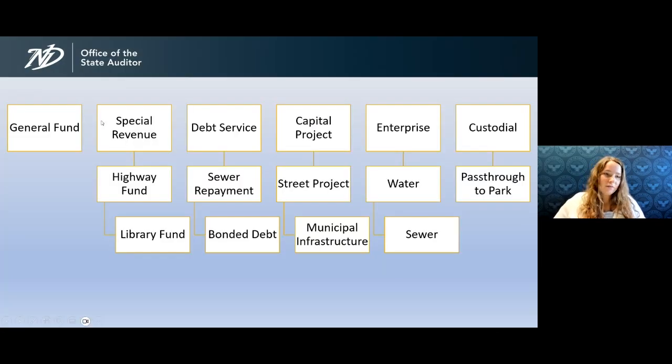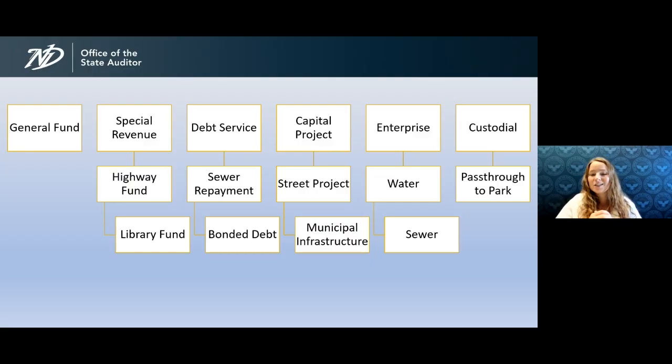So this is just a visual piece here, but you can see over on the left, you can only have one general fund. You can't have multiple general funds. And then for special revenue, the highway fund and library fund would be like a North Dakota Century Code special levy fund. And debt service, the sewer repayment, that would be like a legally required document. And bonded debt, that would be a bond agreement where you have to have that debt service fund.